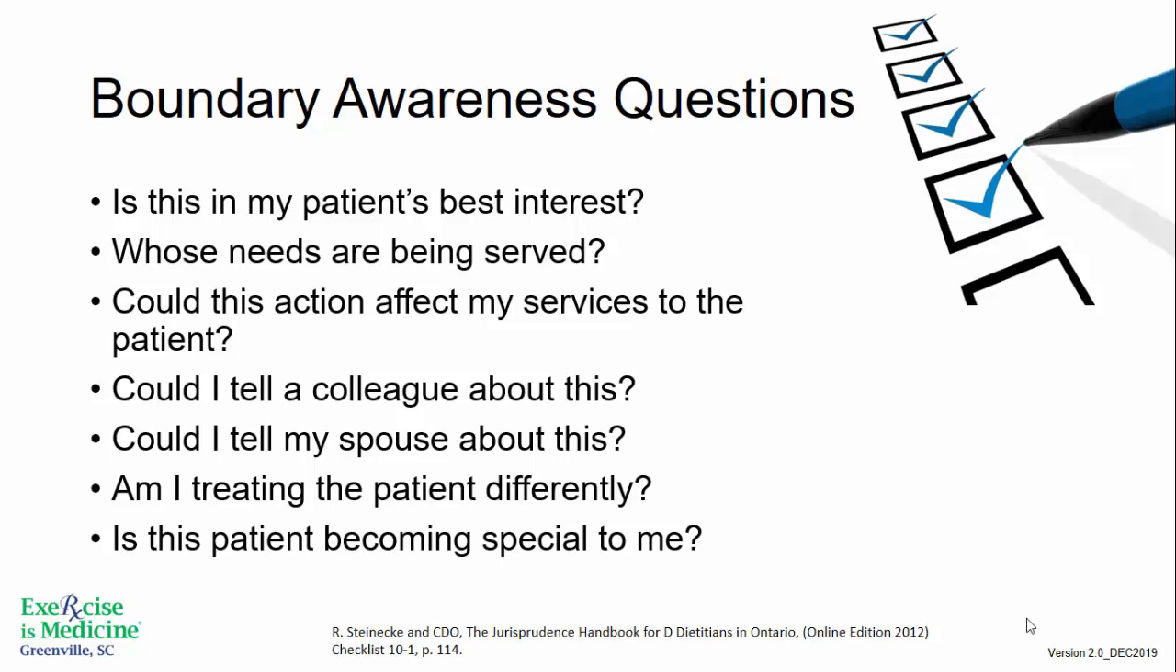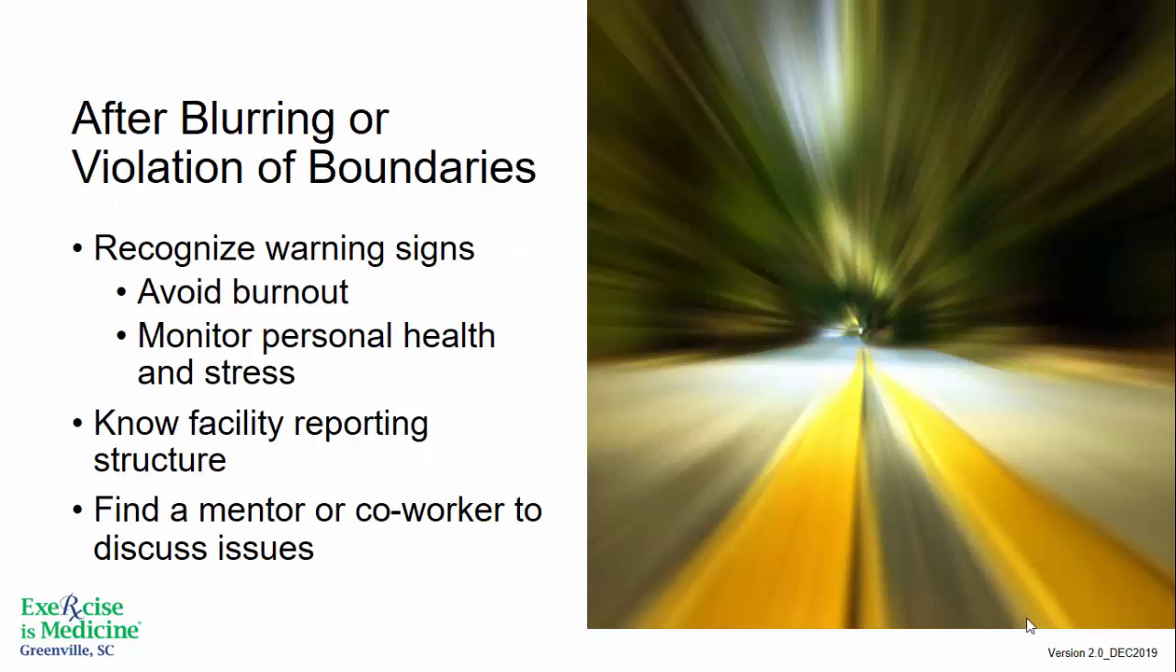Finally, if you do not feel that you could tell a colleague and/or your spouse about an issue, that is the exact time to take next steps, as boundaries may have been crossed. Awareness is the first step to creating and maintaining good and professional boundaries. Let's say you've either blurred or violated your professional boundaries. What do you do next?